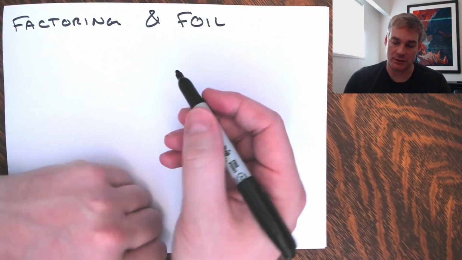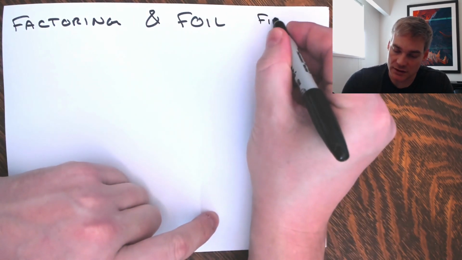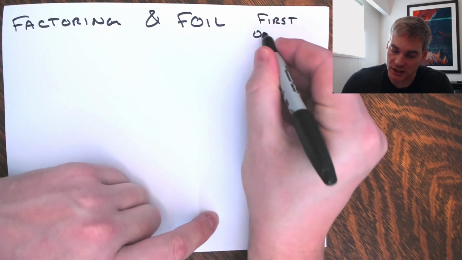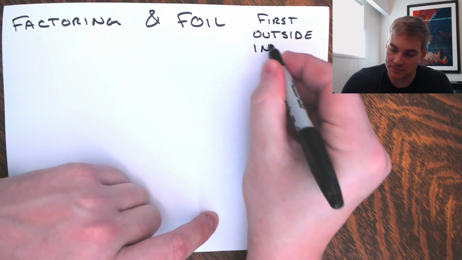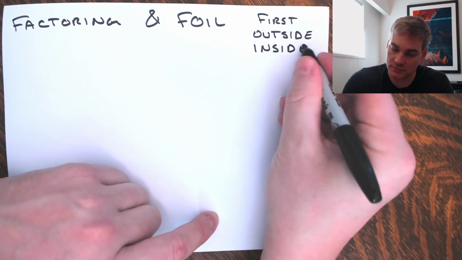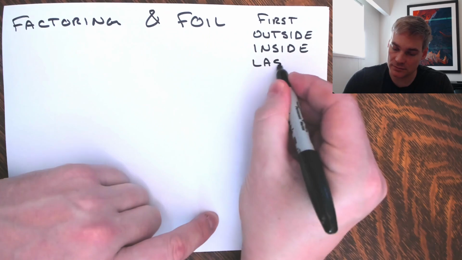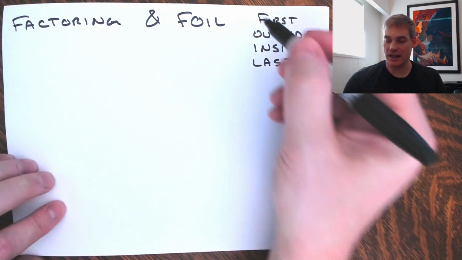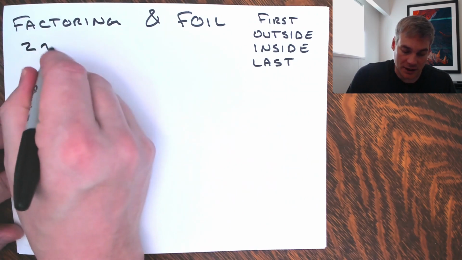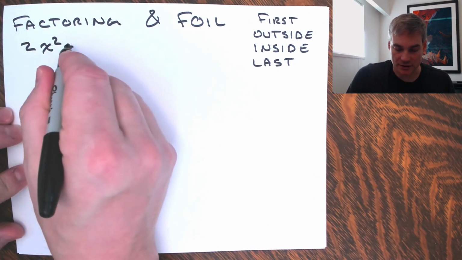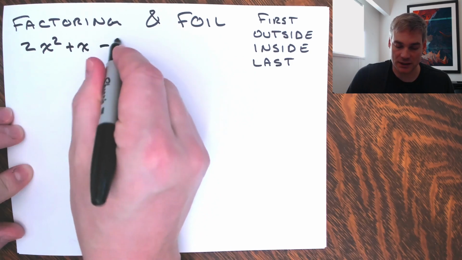And FOIL stands for first, outside, inside, last. So it's just an acronym. So the quadratic we're going to factor is 2x squared plus x minus 6.